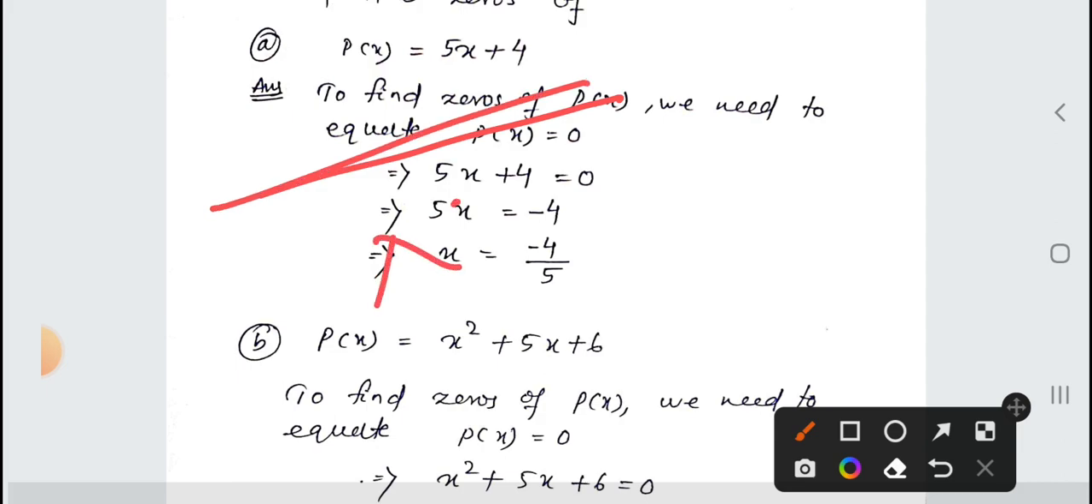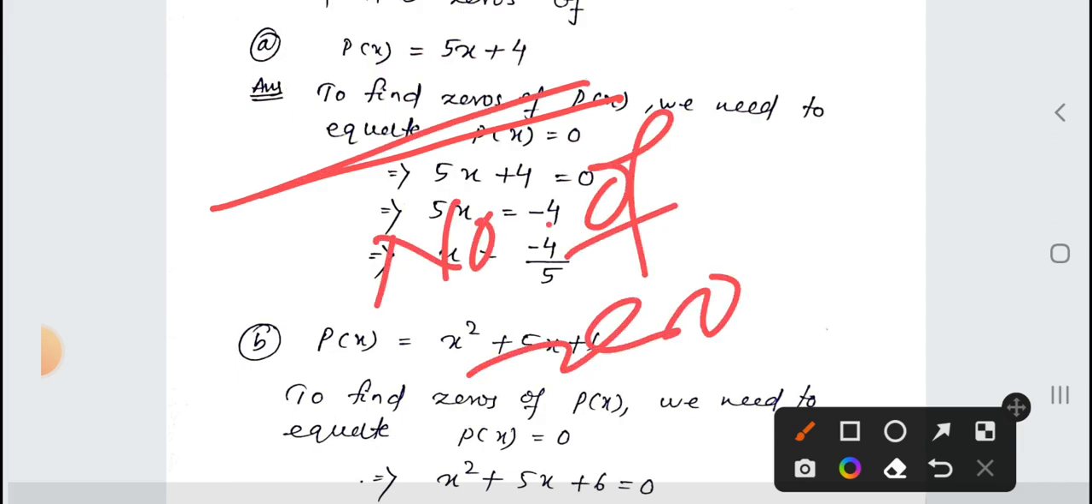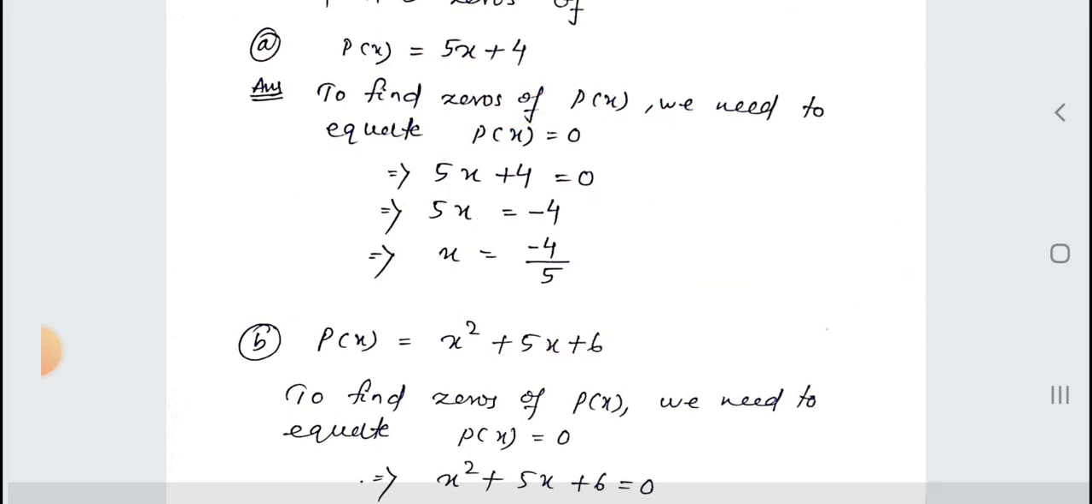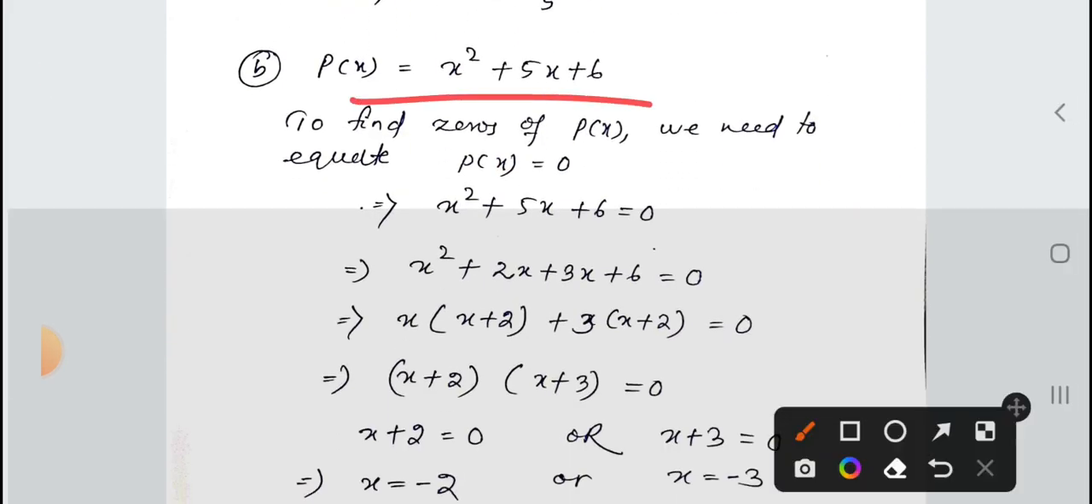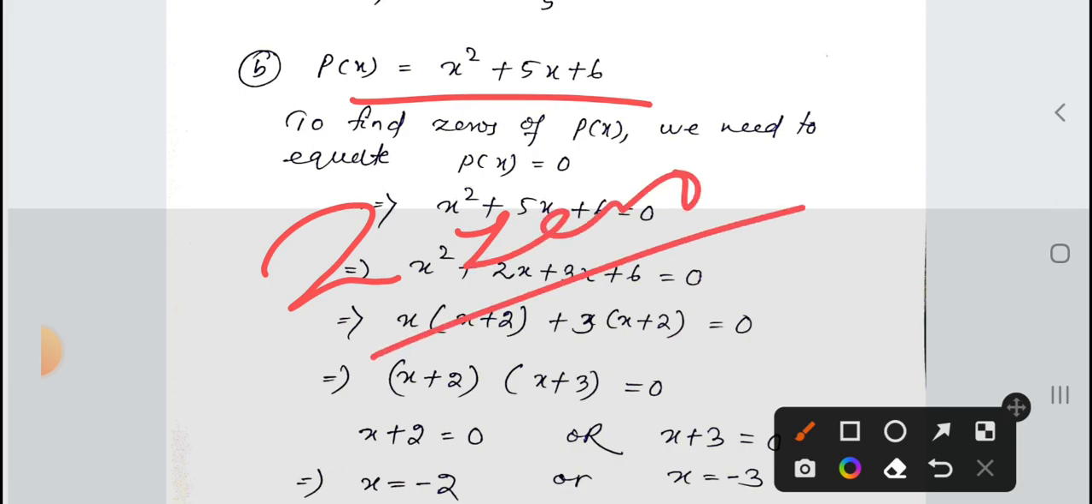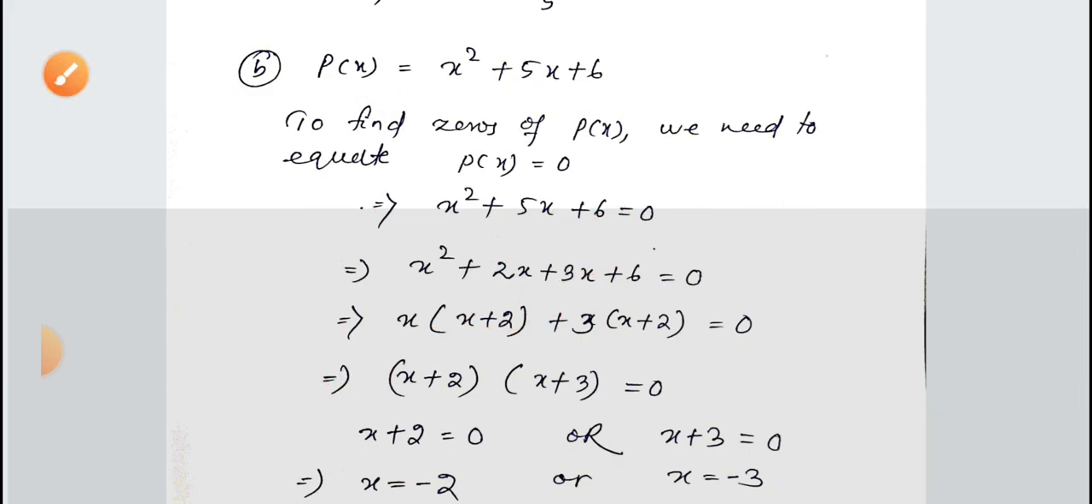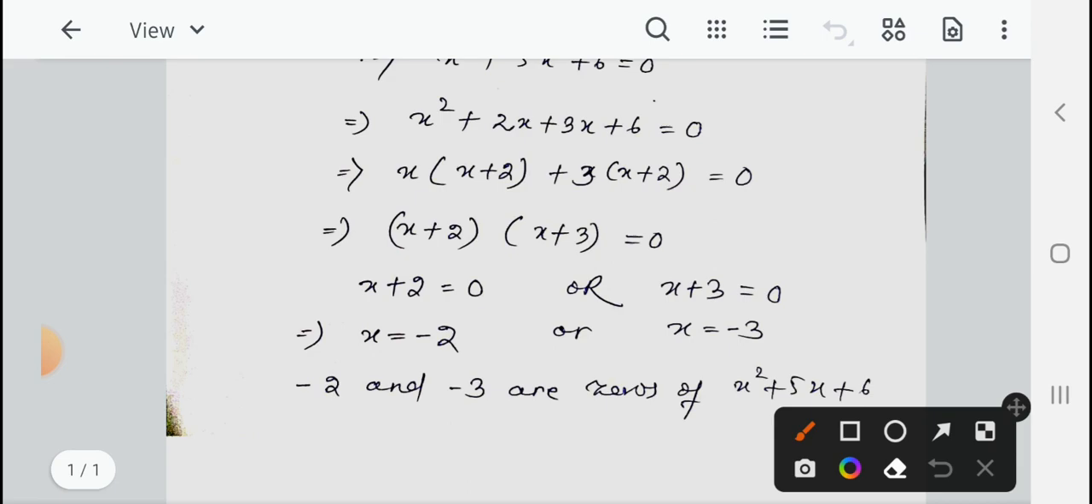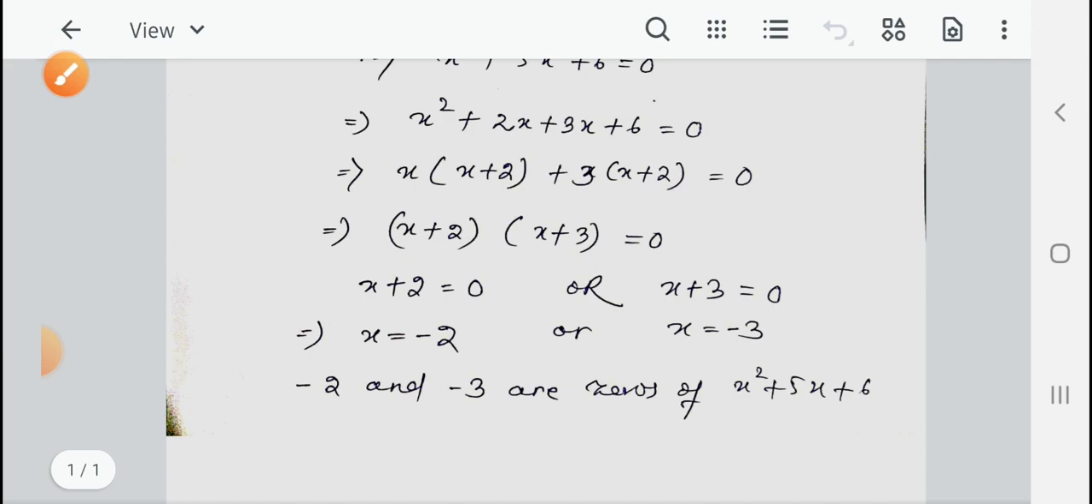for a linear polynomial, the number of zeros will be 1. You will get only 1 zero. But in the case of a quadratic polynomial, you may get two zeros. When there are real zeros, you will get 2 zeros that may be the same or different. You may get the same numbers or different numbers, but there will be 2 zeros. So let's see the task.